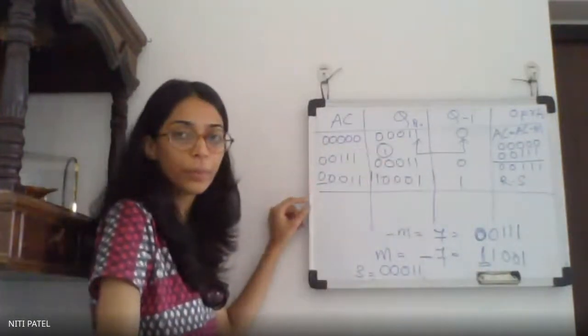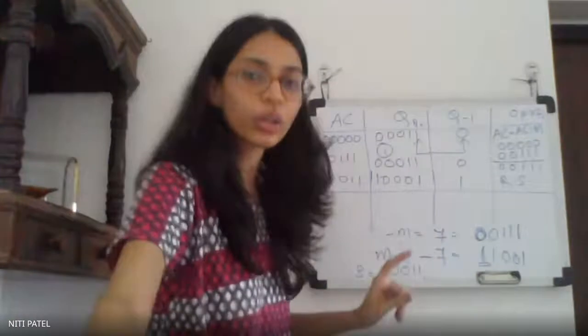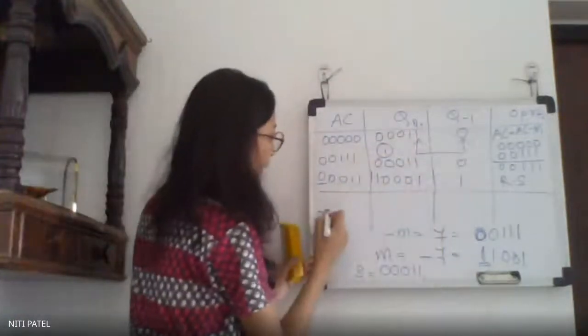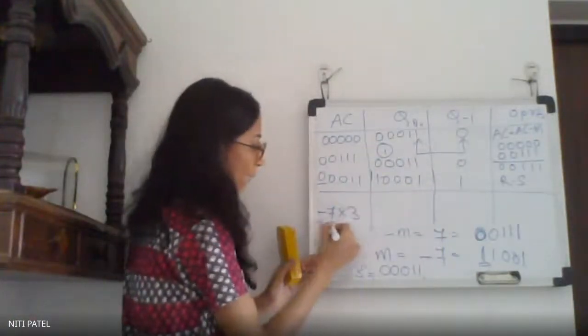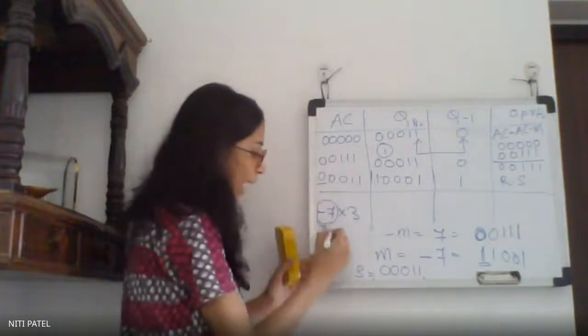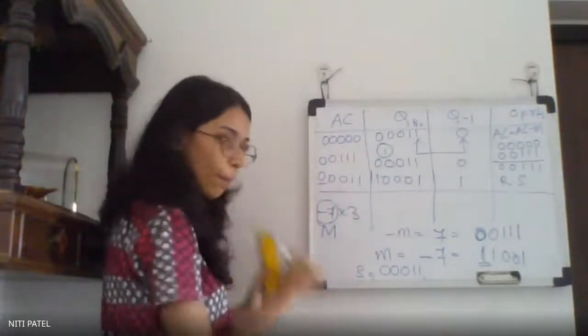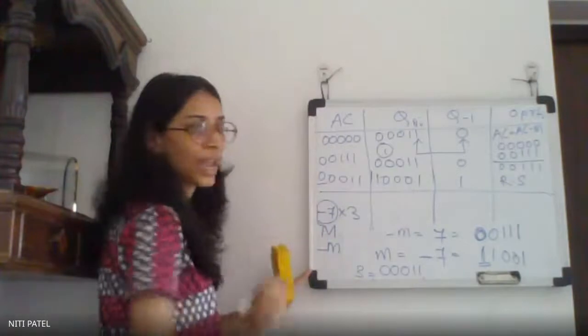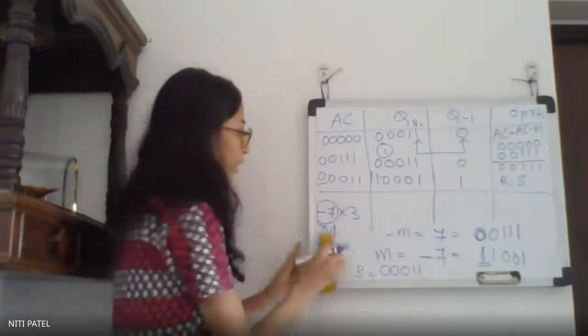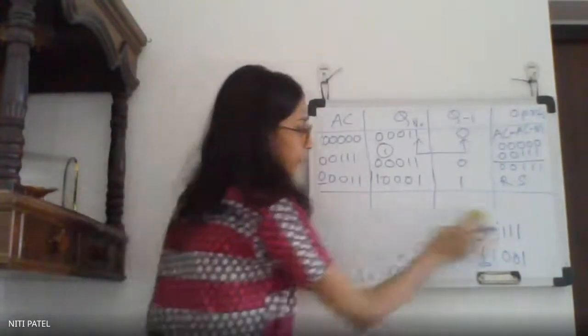Is this understood? What is my question? Don't get confused in the question. Question is minus 7 into 3. So minus 7, the first number, is M. And then when I take the complement of it, that will become minus M.